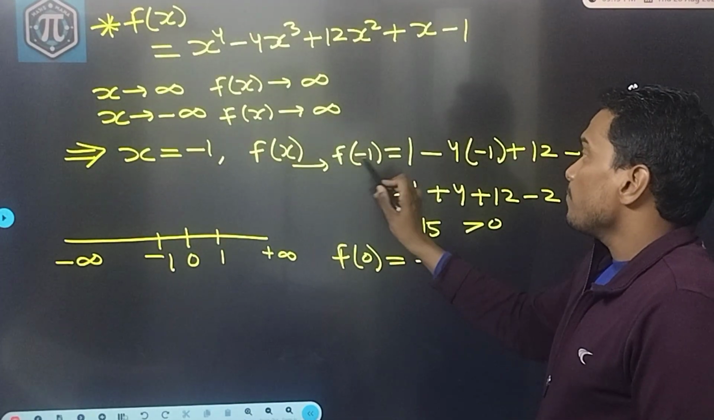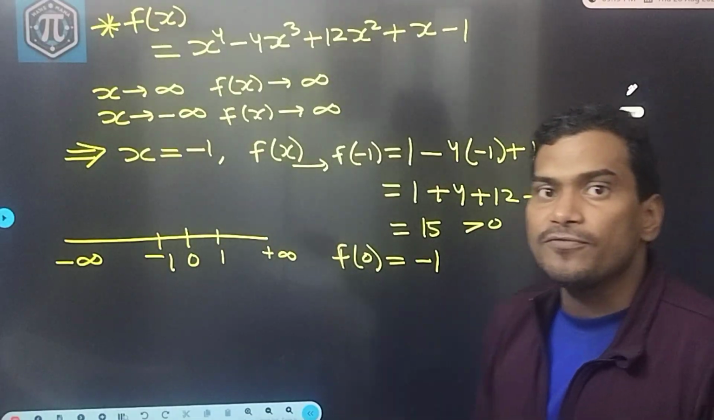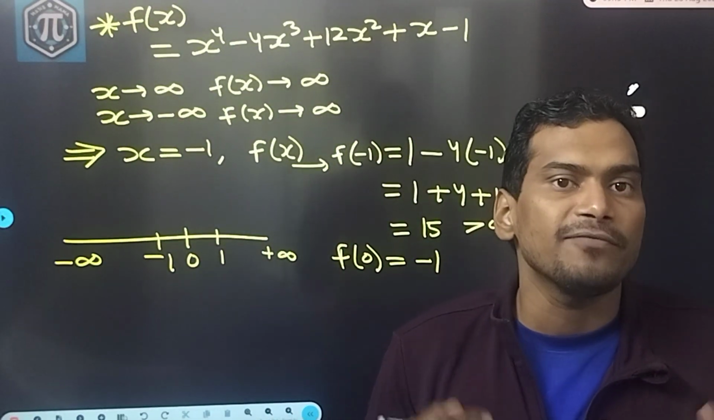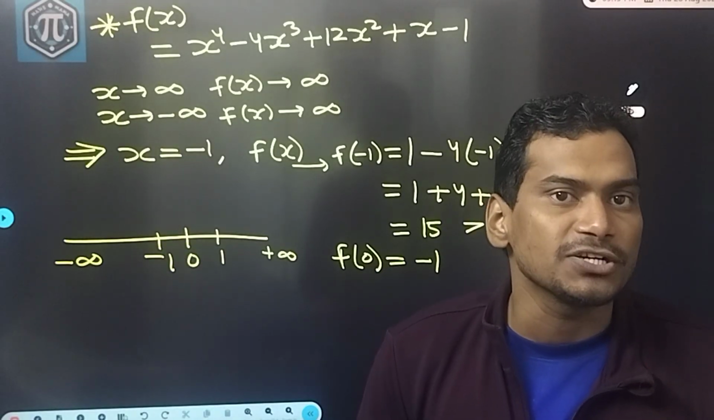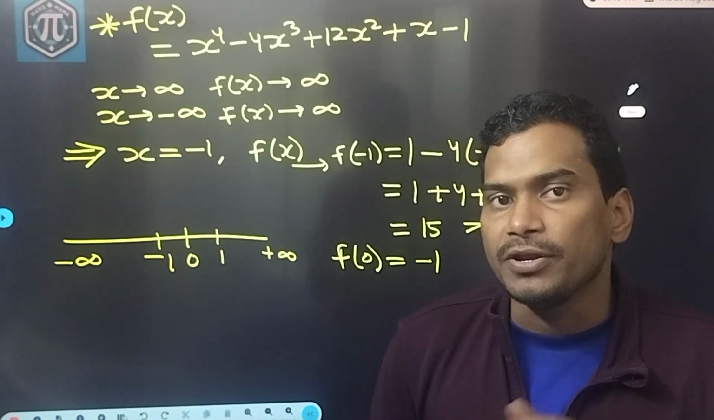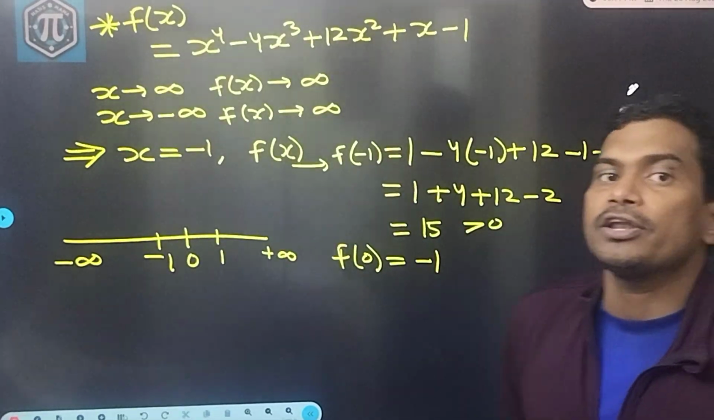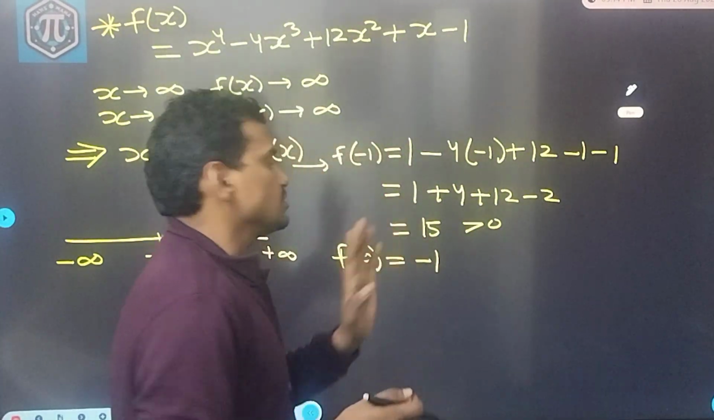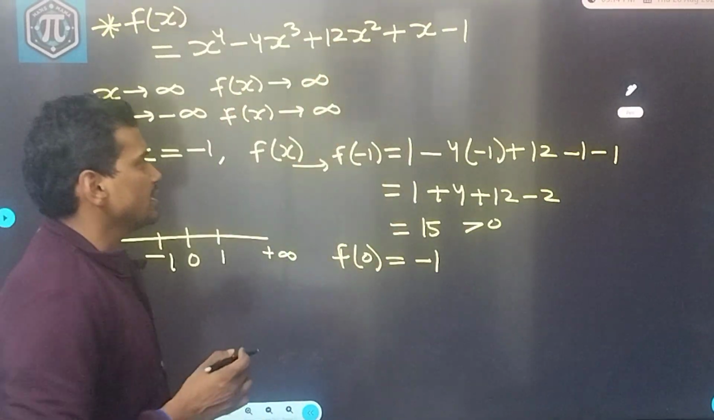So if f of minus 1 is positive, f of 0 is negative. If f of a, f of b both have opposite signs, then we say function, a continuous function must have at least one real root between a and b. So function will have one real root between minus 1 and 0. Okay? F of x has one real root between minus 1 and 0.